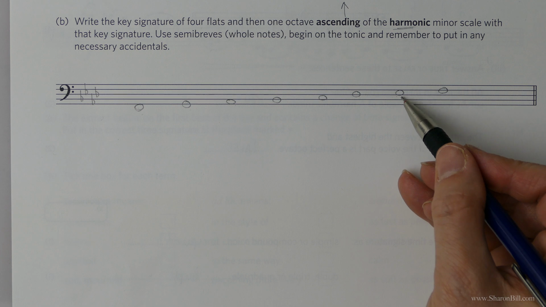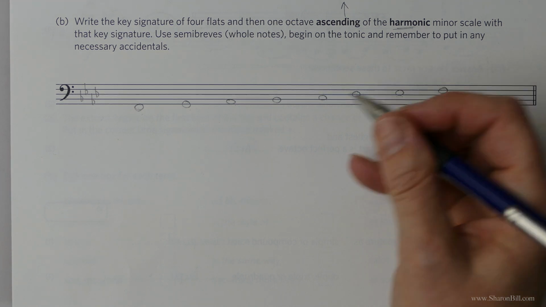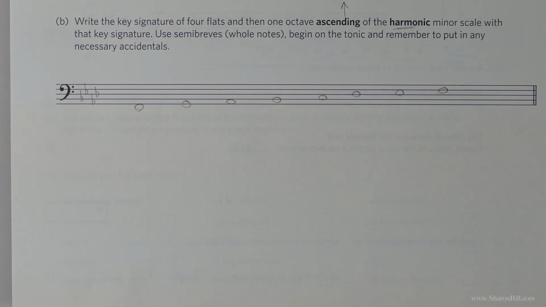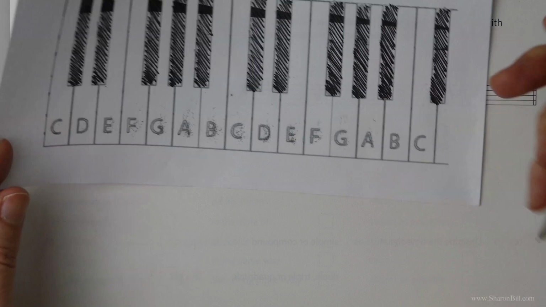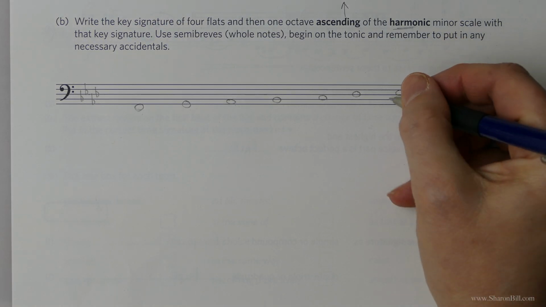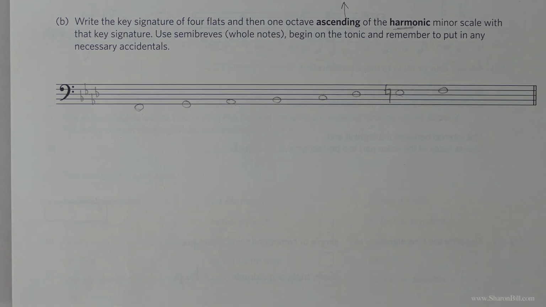Now to raise it, we can't just stick a sharp in. That doesn't do the job necessarily. At the moment, that's E flat. And so to raise E flat, we need to put a natural sign to put it to E natural. And that's that question completed.